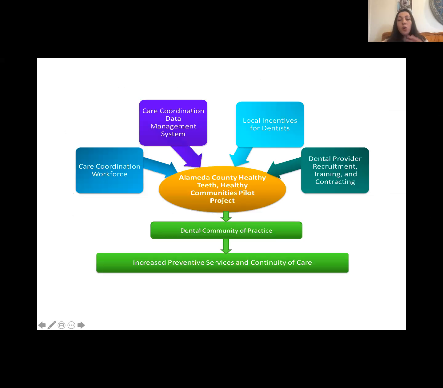Thank you. This is a visual just to give you an overview of the program. As we talk about components, you know, what's the current status of this program. As you see, the care coordination workforce, creating a county-wide workforce, creating a care coordination data case management system that can be used through different organizations, and then working with the dentists, really engaging them, recruiting them to be part of this program, and having training and contracting with them, and creating some incentives for dentists as a way of their contribution. And this way, creating a community of practice through both of these workforces, the care coordinators as well as the dental providers, to increase preventive services and continuity of care.